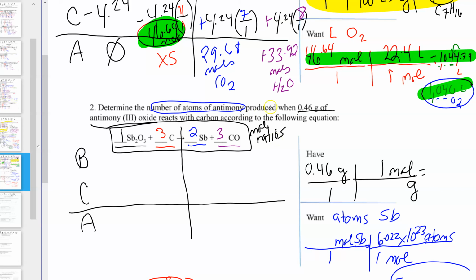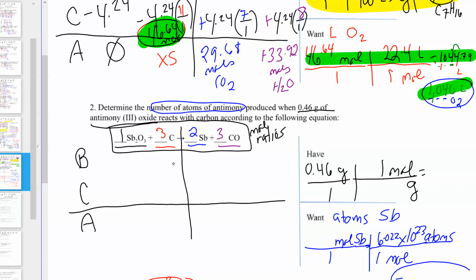How many ingredients do we have? Well, usually when you're in the chem lab, you don't know how many moles you have, but you do measure out how many grams you have. There's 0.46 grams of antimony 3 oxide. Okay, so that's what we have. We need to get an answer in moles to be able to plug it into our BCA table. Remember, it's only moles in the BCA table. So, grams, your brain shouts, periodic table.